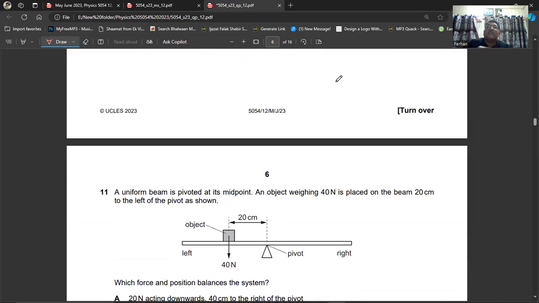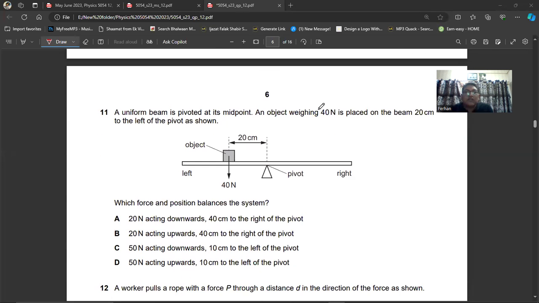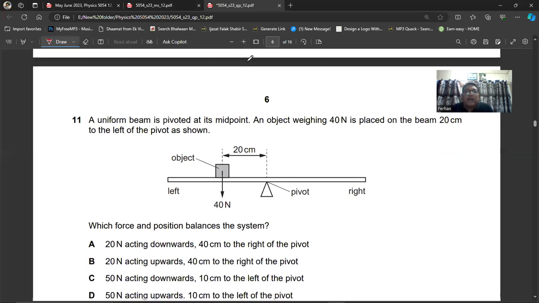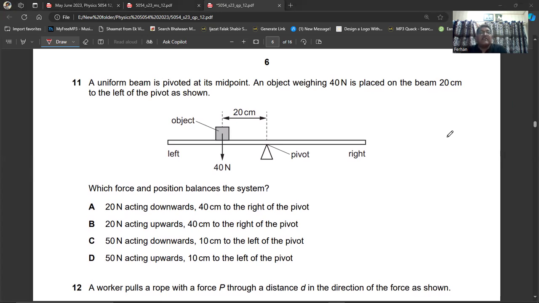Question number 11. Okay, so now we are back again. Question number 11 is showing up on your screen. It says a uniform beam is pivoted at its midpoint. An object weighing 40 Newton is placed on the beam 20 centimeter to the left of the pivot as shown. So here we have the pivot, which is in the center of that beam. And here we have a 40 Newton weight hanging at the left side of that pivot. And it is 20 centimeter from the pivot.